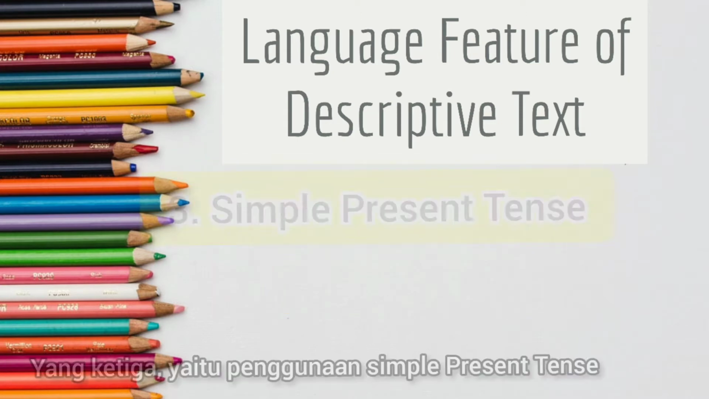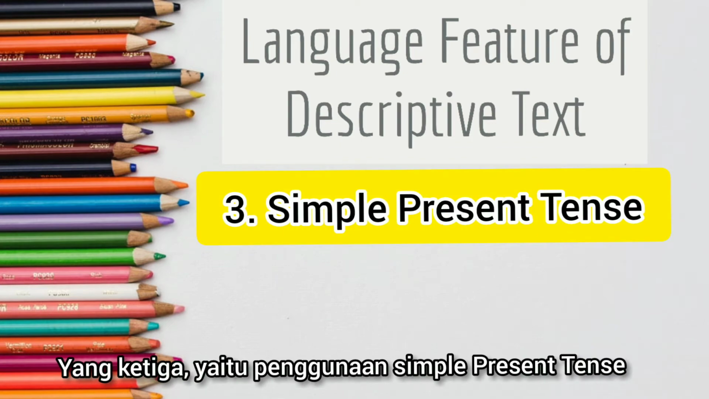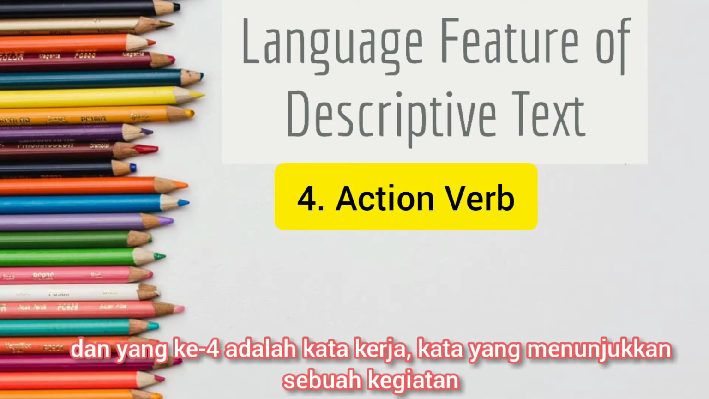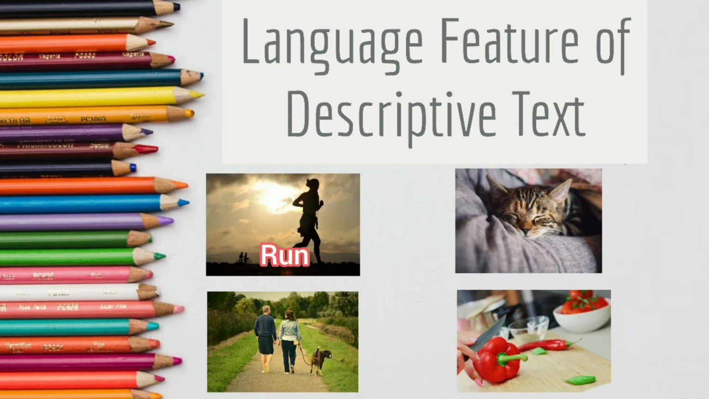The third is the use of simple present tense. The sentence pattern used is simple present because it tells the fact of the object described. And the fourth is action verb, verbs that show an activity. For example, run, sleep, walk, cut.